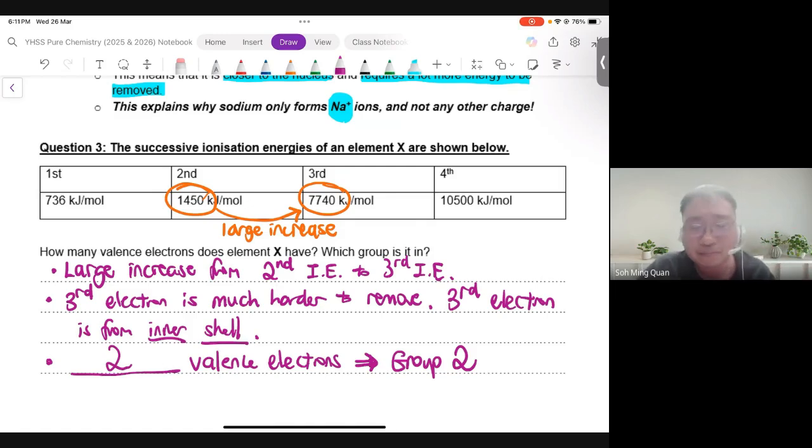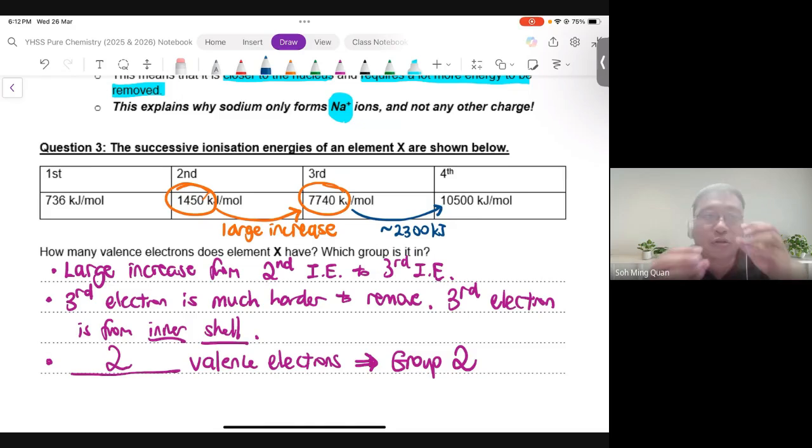Now, the fourth IE here for element X looks very big, right? But actually, if you count the increase from here to here, it's only about 2,300 kilojoules increase. It's not a lot. Now, why does the IE still continue to increase? Think about it. As you remove the electrons, do you also remove the protons? The answer is no. We should know by now. Only electrons are lost. Protons are not.